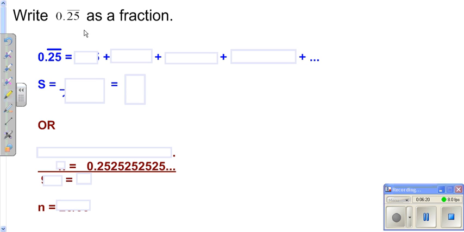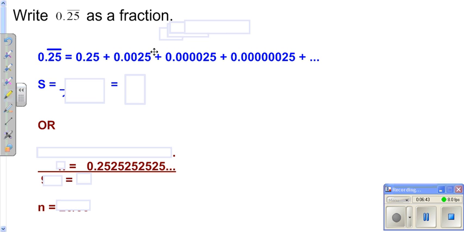Infinite geometric series can help us when we're dealing with repeating decimals. We're going to work this one out in a couple different ways. 0.25 repeating is really a 0.25, followed by a 0.0025, followed by a 0.000025, and so on. Notice the 2, 5 here would take the place of these 2 zeros. The 2, 5 and the 2, 5 here would take the place of these 4 zeros, so it does end up being 0.25, 25, 25, and so on.